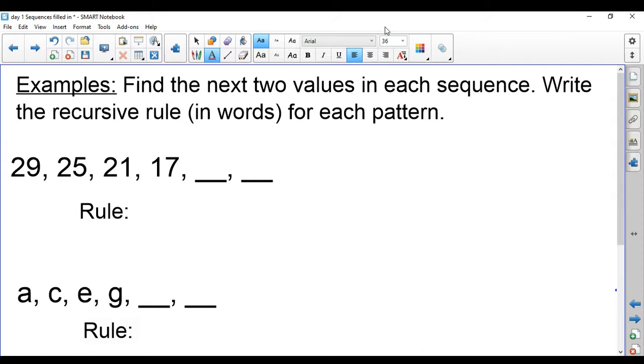When we're doing this, we can also find the next 2 values in each sequence. We're going to write the recursive rule in words and then figure out which 2 values would come next. For example, 29, 25, 21, 17, what I see is that the sequence is going down by 4 each time, or I would need to subtract 4 from the previous term.